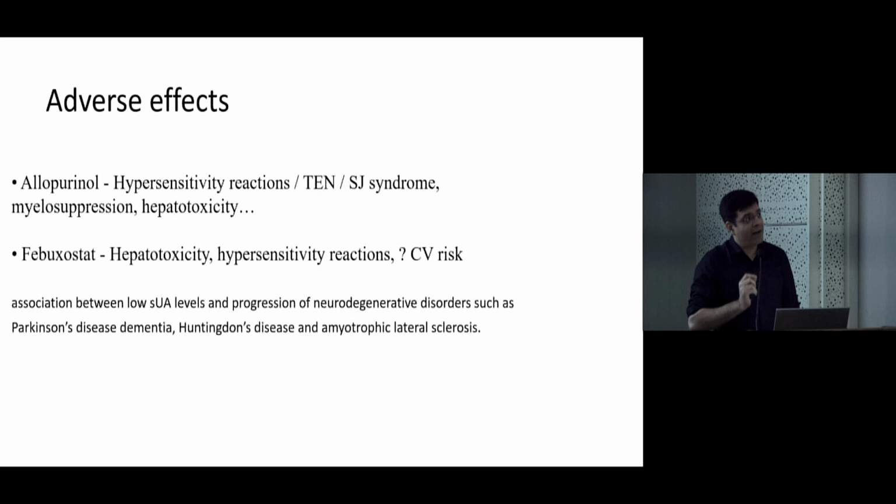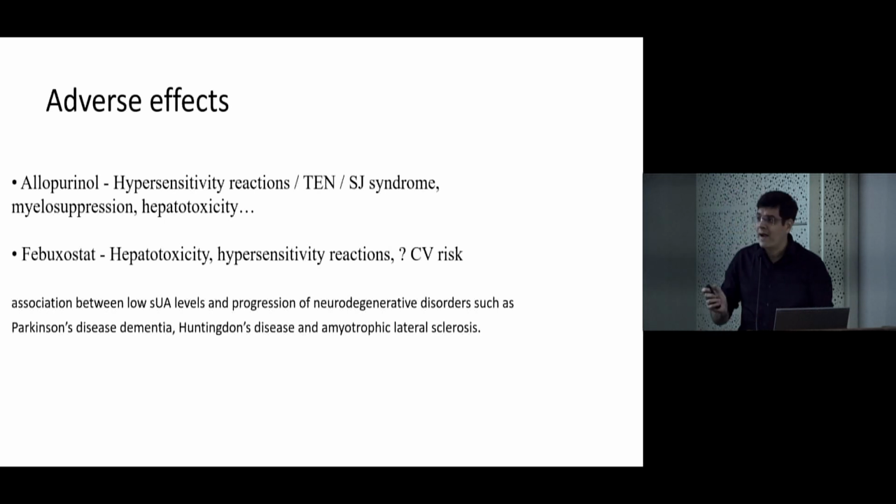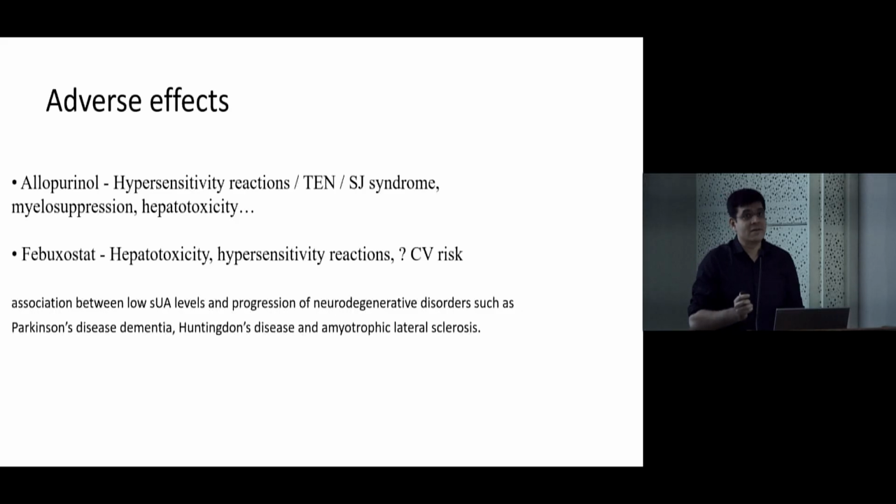And the third is the adverse effects. Allopurinol can potentially cause a hypersensitivity reaction like Stevens-Johnson syndrome, which has a mortality of almost 20%, though very rare. Febuxostat can cause hepatotoxicity, and there is a cardiovascular signal to it. And if we keep treating our patients and keeping the uric acid very, very low, there is an association with neurodegenerative disorders like Parkinson's and dementias.